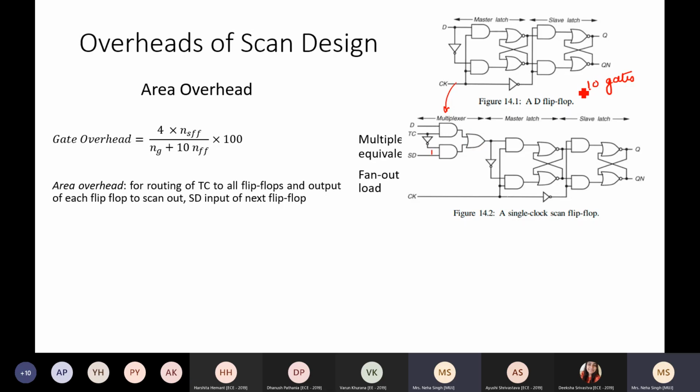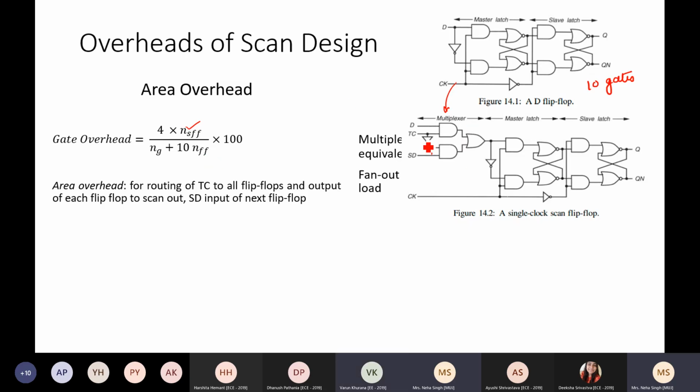So for each flip-flop, I have added 4 additional logic gates. If N is the number of scan flip-flops, then for each flip-flop I'll add 4 more gates, so more area will be consumed. The overhead factor would be 4 times N, the number of scan flip-flops, divided by the total number of flip-flops times 10.